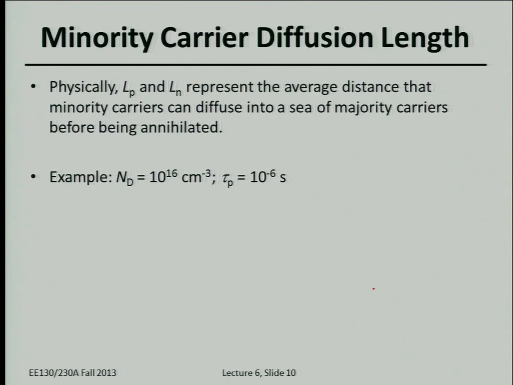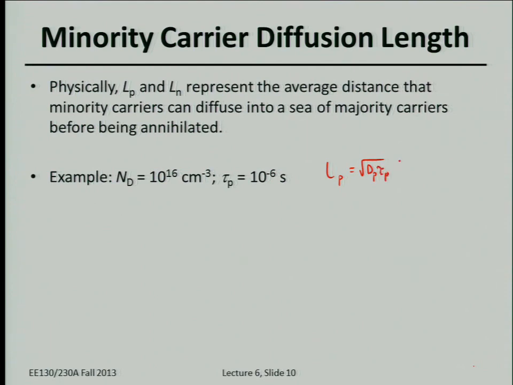So what would be the procedure for estimating, or just roughly calculating, the diffusion length? What's the first step? Write the equation down. Great. So first of all, this is n-type doped, right? N sub D. So we care about the minority carrier diffusion length. Okay, the minority carrier diffusion length is the square root of D_p tau_p.